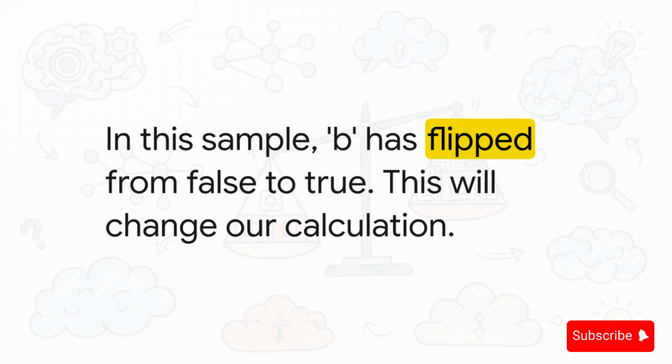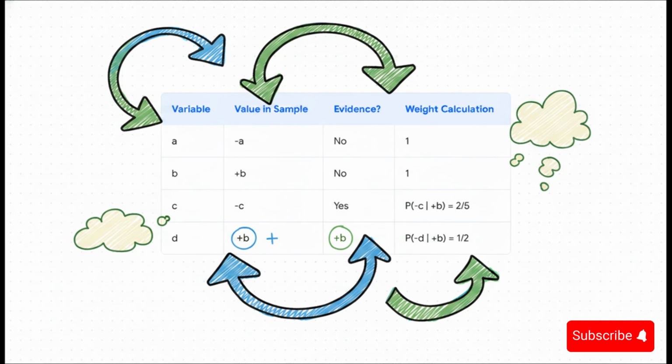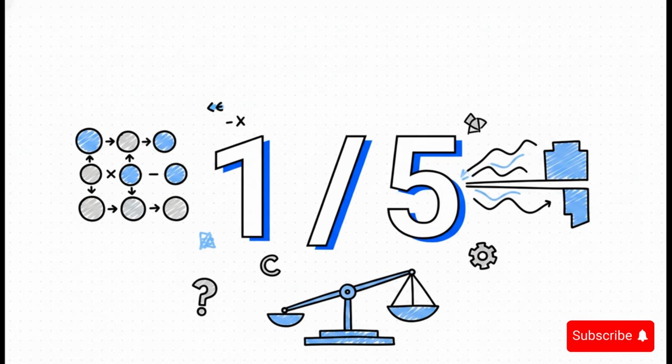All right, moving on to sample 2. Notice the big change here. B has flipped from false to true. This one little change is going to affect our whole calculation. But the process is exactly the same. A and B get a weight of 1 because they're not evidence. But now because B is positive in this sample, we have to look up a different row in our probability tables. P of not C given B is 2/5, and P of not D given B is 1/2. See how that works? We multiply them all out. 1 times 2/5 times 1/2, and we get a nice clean weight of 1/5 for sample 2.